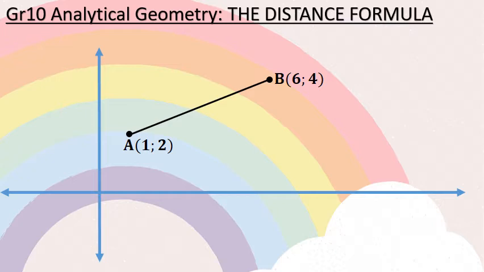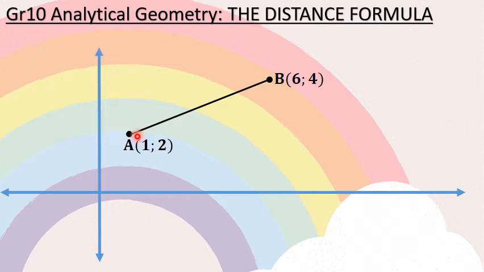For now, I don't want you to write anything. I just want you to focus on what's in front of you, and that is the line AB. A has an x-coordinate of 1 and a y-coordinate of 2, while B has an x-coordinate of 6 and a y-coordinate of 4. Now, I'm sure you've noticed that the heading says the distance formula. So what we are going to consider is how one would calculate the distance between the points A, B. In other words, the distance of the line segment AB.